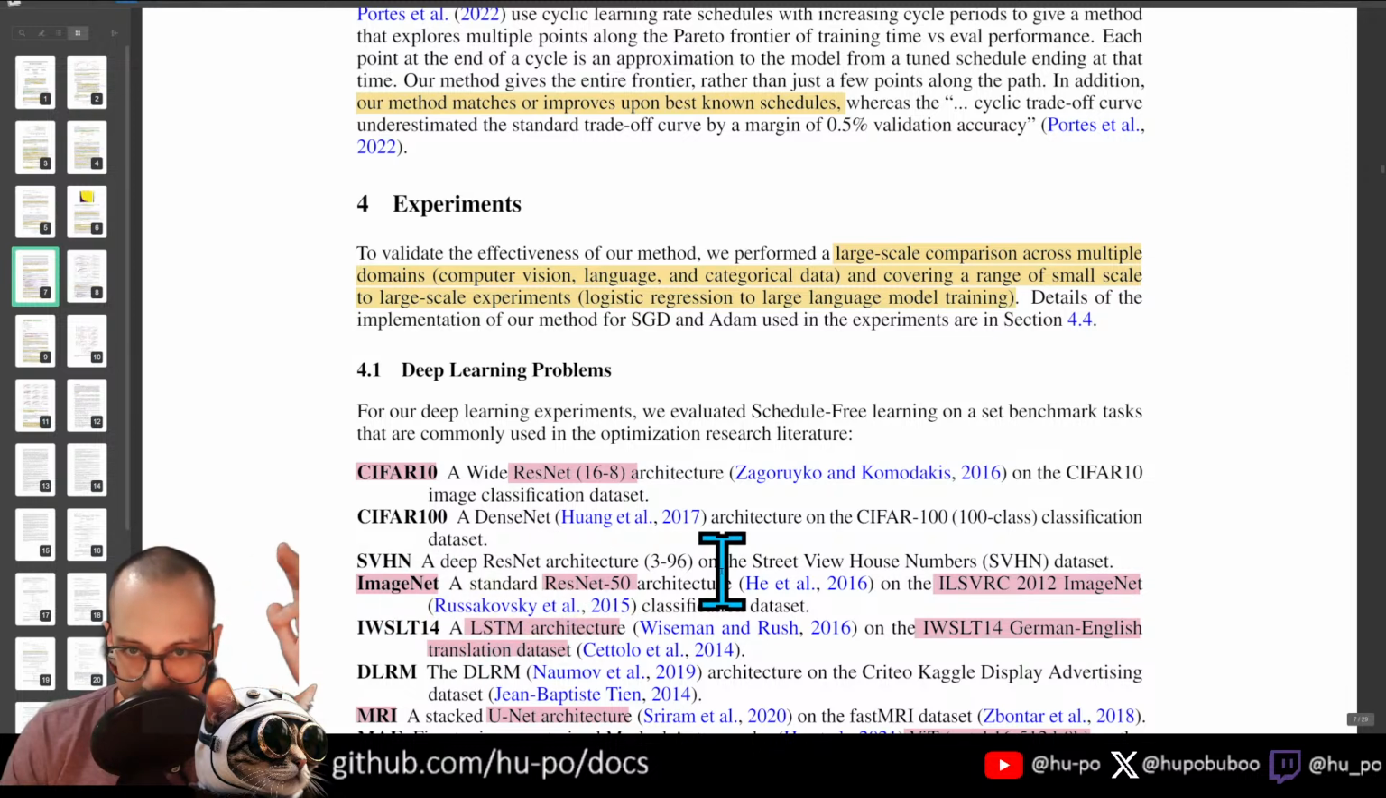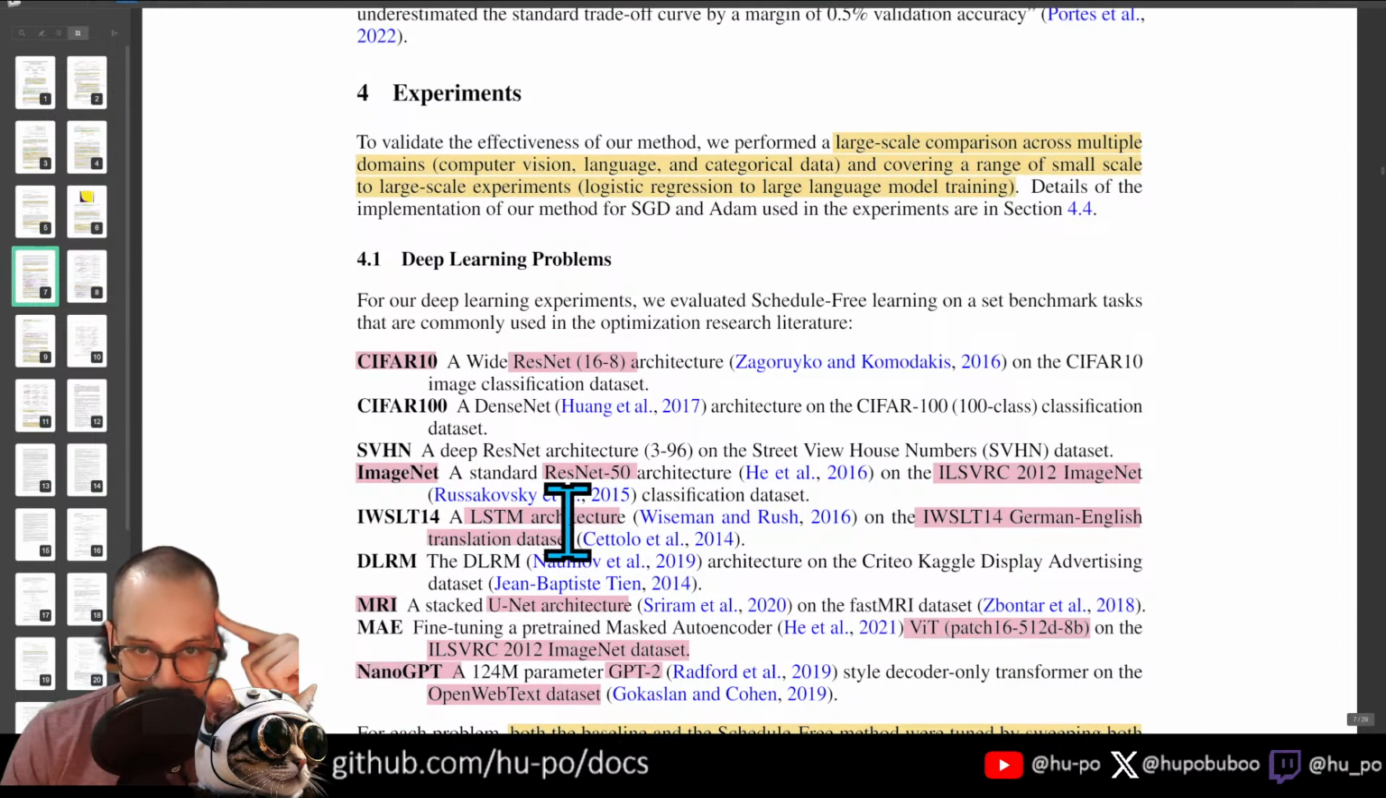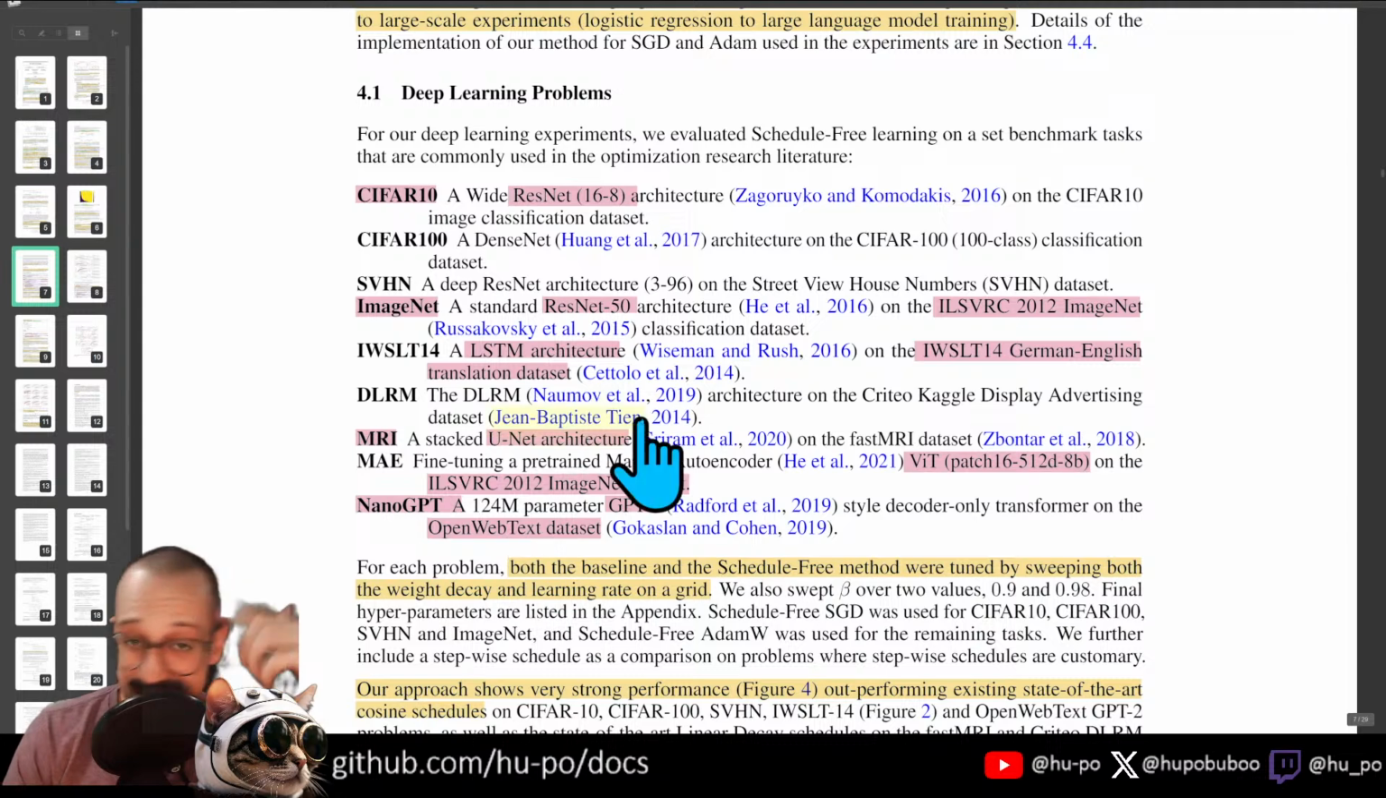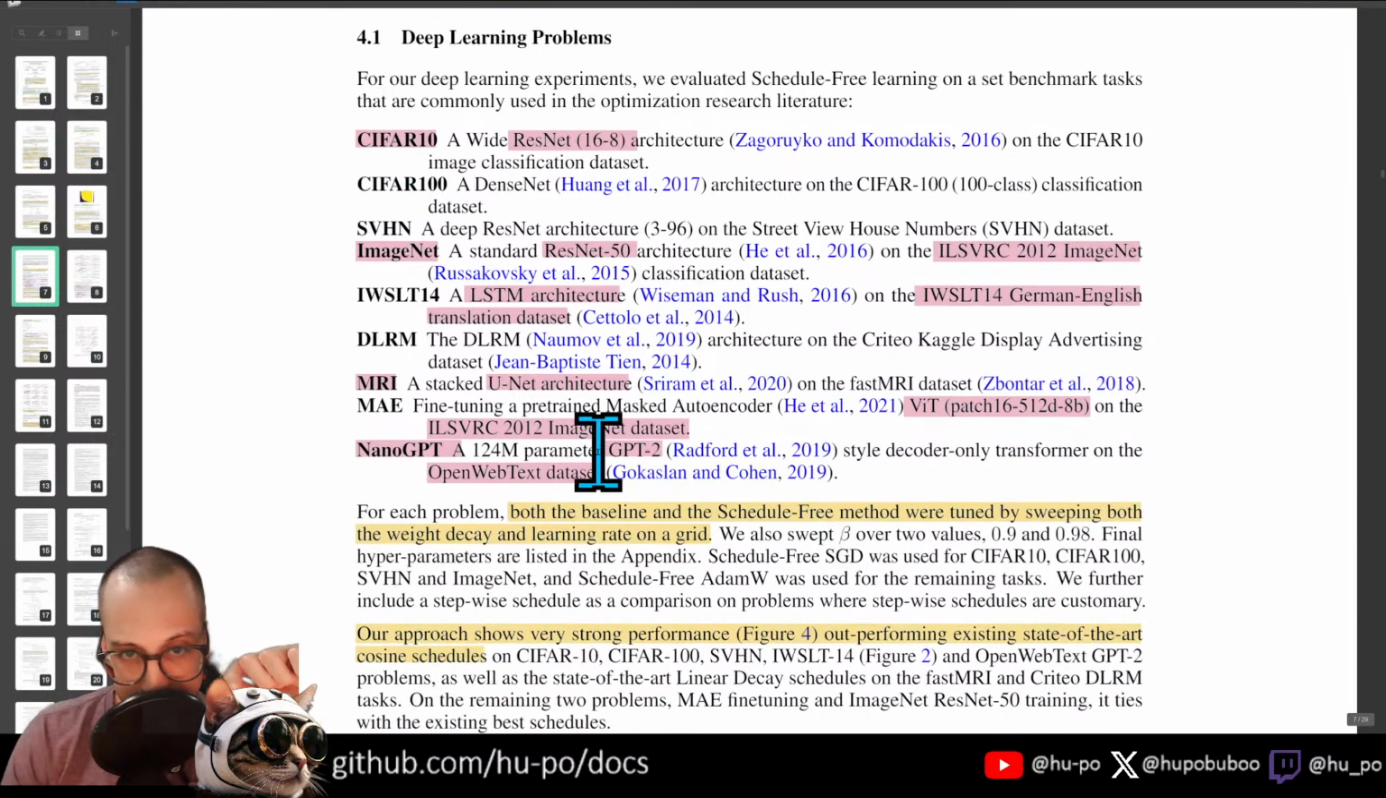ImageNet with a ResNet. You got an LSTM on German-English translation. You got UNet on the fast MRI dataset. You got a vision transformer. Okay, that's a little bit, I like that. But on ImageNet. And then you got GPT-2 on OpenWebText, right? So it is a lot of different things. You know, you got everything from vision here. You got LLM. So you got different modalities here, which I like.